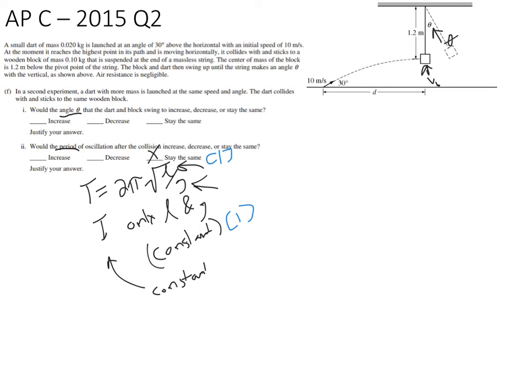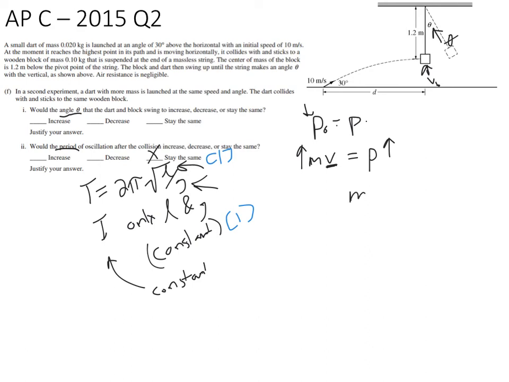Now, this part, saying what would happen to this angle. Alright, well, let's see. If we increase the initial mass, well, that doesn't change the initial speed of the object. But what that does do is change the initial momentum of the object. In fact, it gives the object more initial momentum, because p equals mv. Make m higher while keeping v the same. Remember, that's the thing that stays the same. And that means that the final momentum of the object is higher.